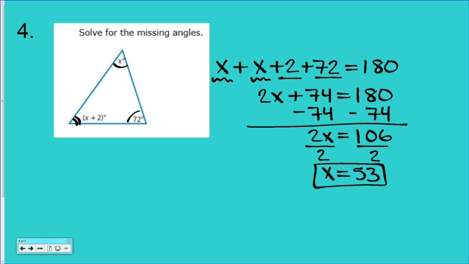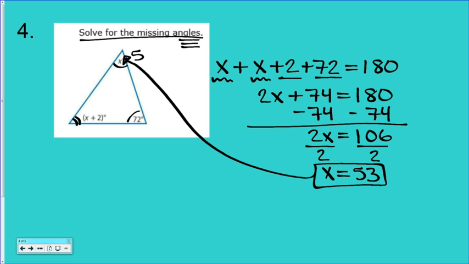Okay? Now, at this point, a lot of you were able to tell me what the x value equals, but you didn't go back and reread your directions and make sure that you were solving for x. This problem says solve for the missing angles. I don't want to know what x is. I want to know what all of those missing angles are. So I plug x back in. So this angle right here is 53 degrees. And I can also plug x in right here, and I get 53 plus 2, which is 55 degrees. So pay attention to what it's asking you for.